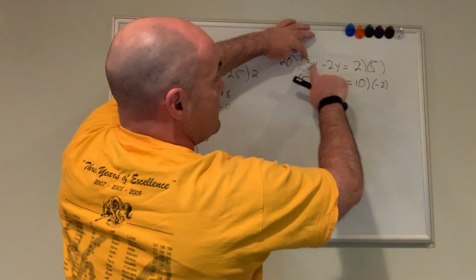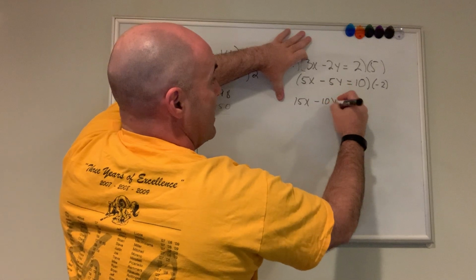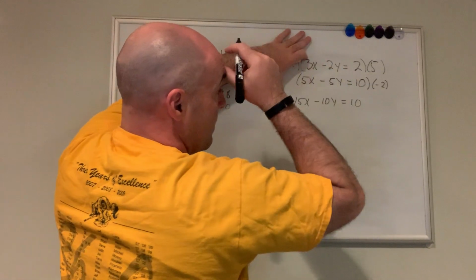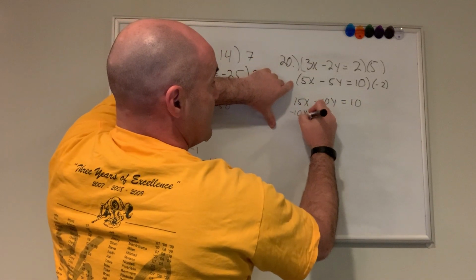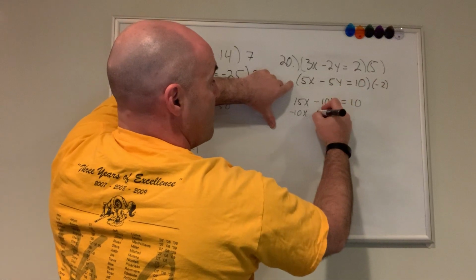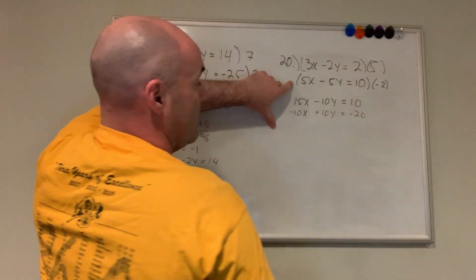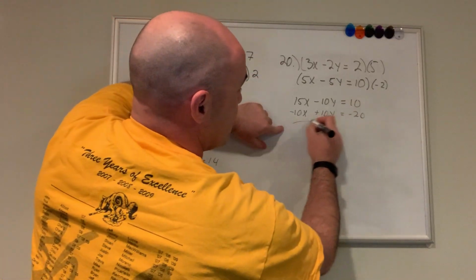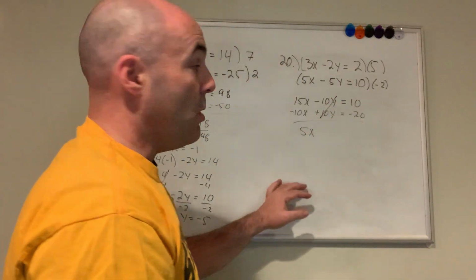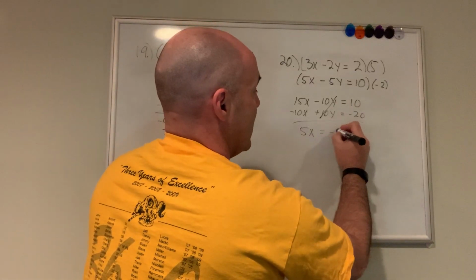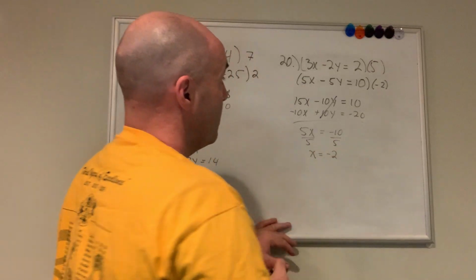Moving across the top, 5 times 3x is 15x. 5 times negative 2y is negative 10y. And 5 times 2 is 10. Down here, negative 2 times 5x is negative 10x. Negative 2 times a negative 5y is positive 10y. And negative 2 times 10 is negative 20. Okay, 15x minus 10x is 5x. Anything plus its opposite is 0, so we've eliminated the y. 10 minus 20 is negative 10. Divide by 5, and x is negative 2.